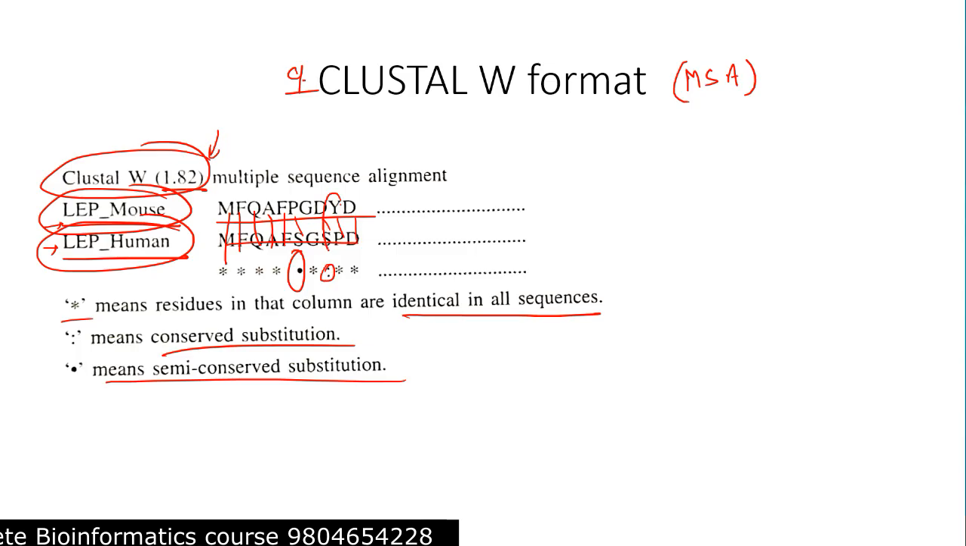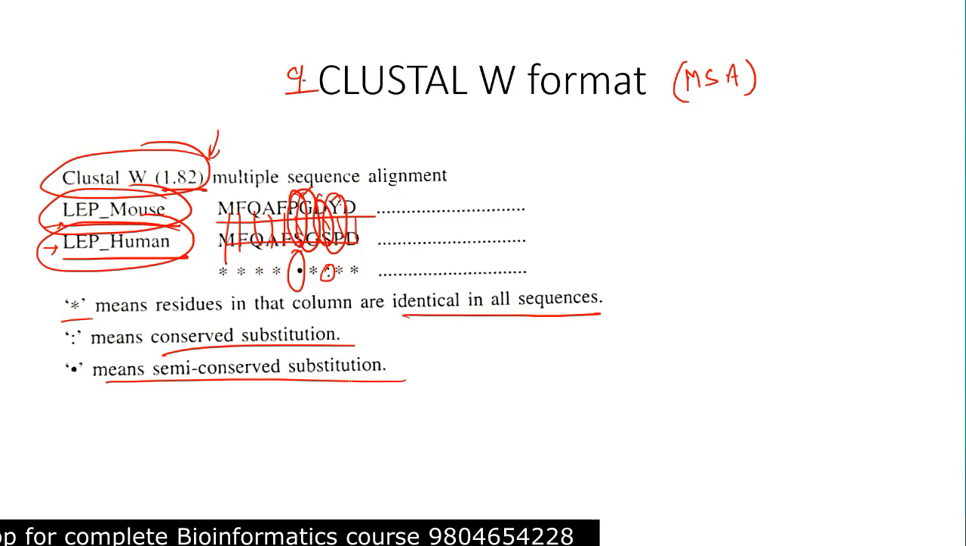So these three places are different. So that is already mentioned in here. Star means residues in the column are identical in all sequences or conserved sequence, and this means semi-conserved sequence substitution. Means the conserved nature is there. Semi-conserved means not totally conserved. Maybe due to some sort of substitution, the conservedness is not 100%, semi-conserved.